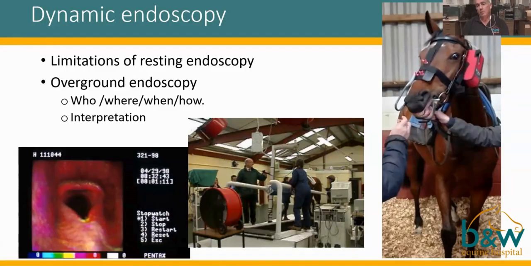And also to be able to interpret what you're seeing. It's not always straightforward, and the more you do, the more you realize there are quite subtle changes in what you're seeing. So I think for clients thinking they need an overground scope, or a dynamic endoscope, as I prefer to call it, they need to just think about who should be doing it, and if they've got the expertise for their particular sports horse group or whatever, what is a good place to do it, and when to do it.